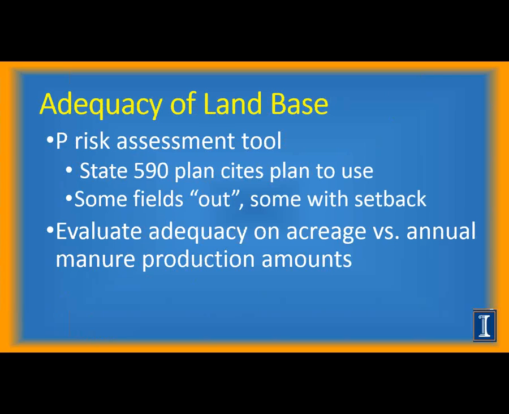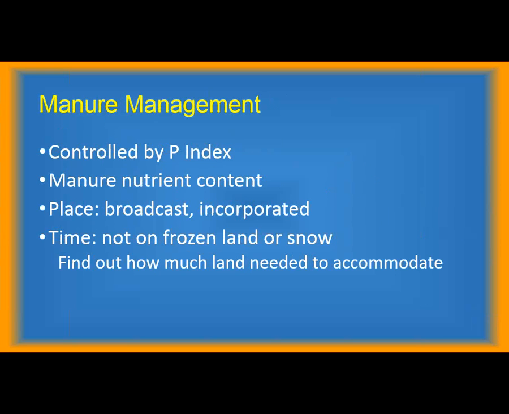So to find out whether you have enough land to actually dispose of this phosphorus and put it to good use in your agronomics, you need to evaluate what you have for fields. Some fields will be out based on setbacks from water sources and so forth, and then you may have high phosphorus in some fields where you're not going to be allowed to put manure either. So the manure management is controlled primarily by something called a phosphorus index.